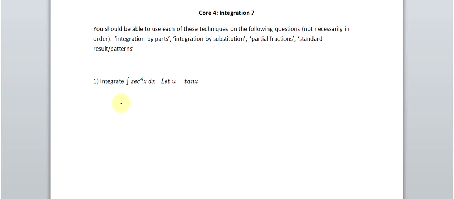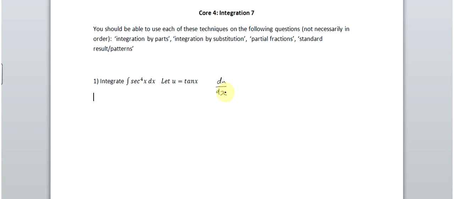Welcome to integration 7, and we start off with trying to do an integration by substitution. So we've been given the substitution, and at first glance it doesn't appear to have a whole lot to do with this. So let's just see where it takes us. So we've got u here. Let's find out what du by dx is.